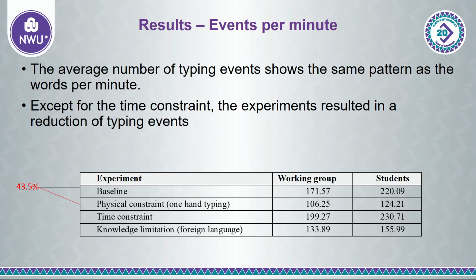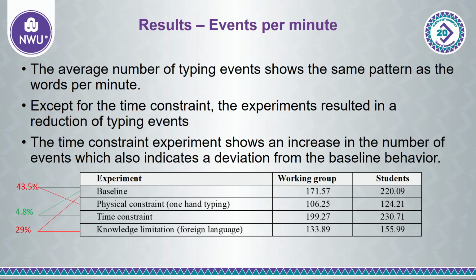You can also see the percentages are almost similar to the other one. So 43% for the physical constraint. The knowledge constraint for the events per minute was a little bit more, from 17 to 29. So that was a bit more of a reduction. And then the time constraint was only a 4.8% increase, compared to the 17% in the original one. But you can see the trends are the same.